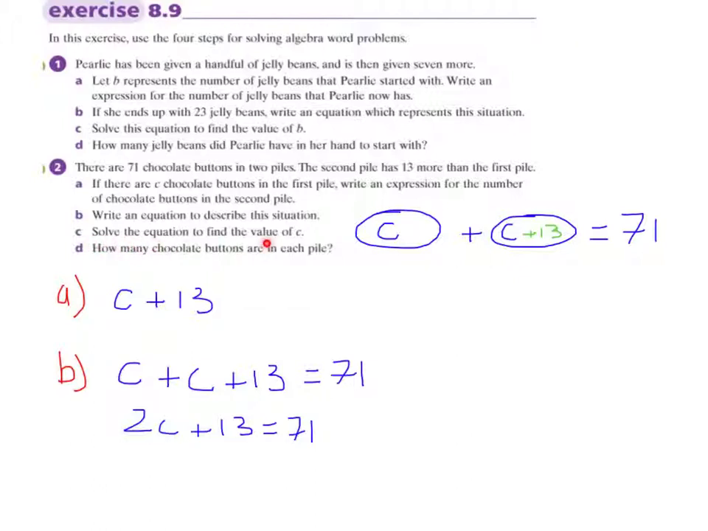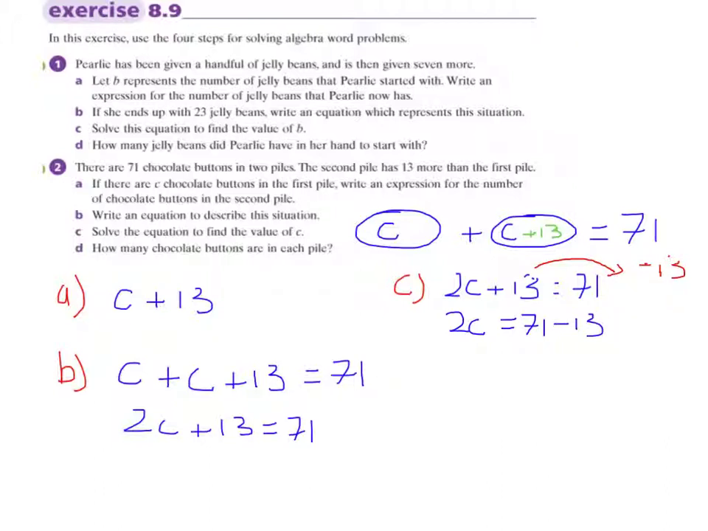Now let's have a look. Part C. Solve the equation to find the value of C. So we've done this before. I'm going to write my 2C plus 13 equals 71. I've got my plus 13 on this side. I want to get it to that side. So it was a plus 13, so now it becomes a negative 13. Sorry about that. So let's write this down. 2C equals 71, take 13.